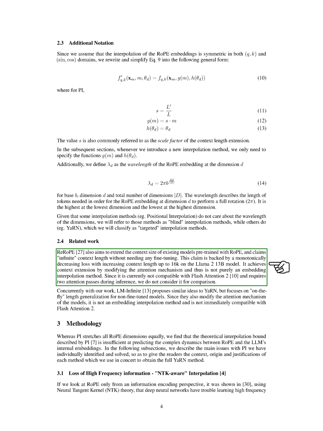ReRoPE, a related project, also aims to do this and claims to achieve an infinite context length without the need for fine-tuning. This claim is supported by a consistent decrease in loss as the context length increases up to 16K on the Llama 2 13B model. However, ReRoPE achieves this by altering the attention mechanism, which means it's not purely an embedding interpolation method. As it's currently incompatible with Flash Attention 2 and requires 2 attention passes during inference, we don't include it in our comparison.